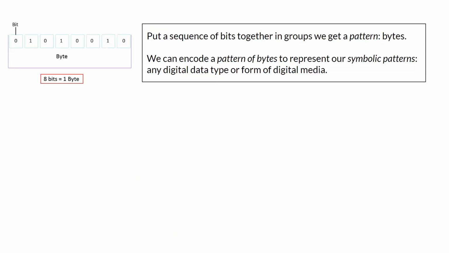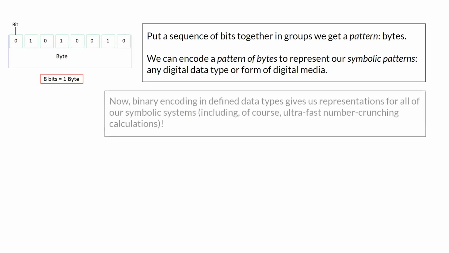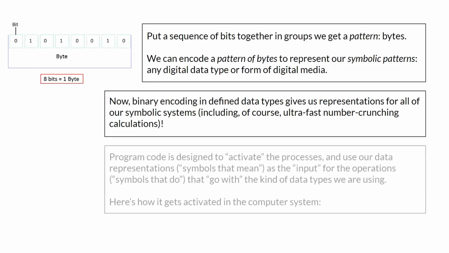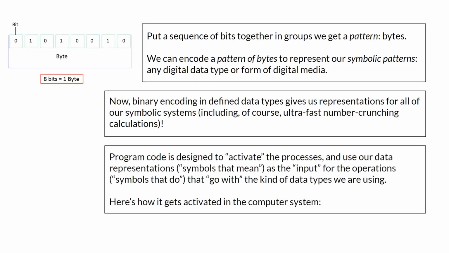So when we put a sequence of bits together in groups, we get a pattern, right? Bytes. We can encode a pattern of bytes to represent our symbolic patterns, any digital data type or form of digital media. Now, binary encoding in defined data types gives us representations for all our symbolic systems, and of course, ultra-fast number crunching calculations. Program code is designed to activate the processes and use our data representations, that's the symbols that mean, as the input for the operations, the symbols that do, that go with the kind of data types we're using.